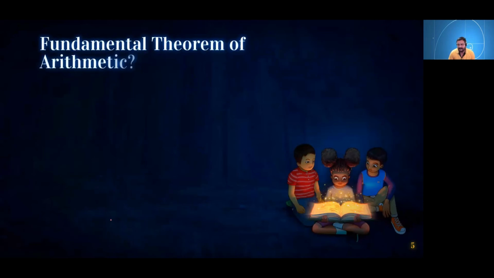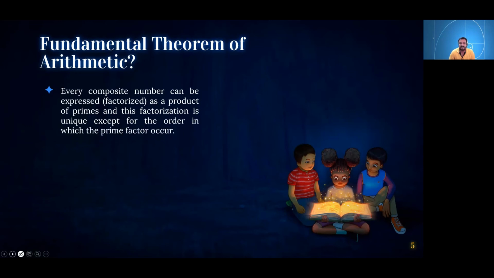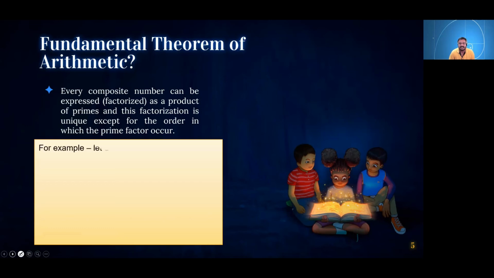Fundamental theorem of arithmetic. These theorems and their statements can be asked in exams, so you should know the statement. Every composite number can be expressed or factorized as a product of primes, and this factorization is unique except for the order in which the prime factors occur. This is nothing but finding the factors of any number.